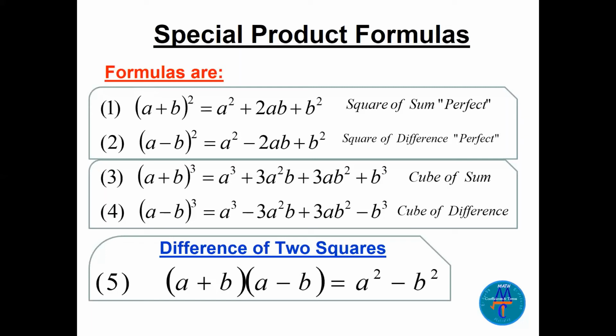Now, important formula number 5, I put it separate. A plus b times a minus b will be a squared minus b squared. That's the difference between two squares. You can multiply, so you can go this way, or you can factor, you can go this way back. If you have a squared minus b squared, directly you can write a plus b, a minus b. Easy, always.